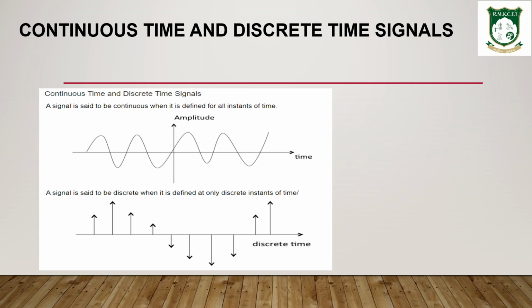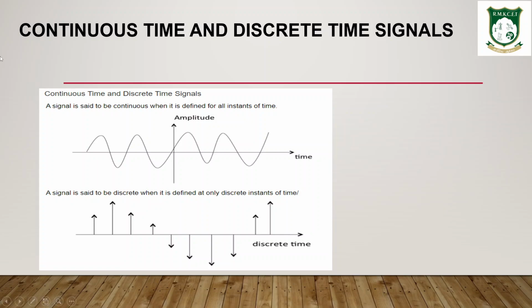So continuous time, what is it first? Continuous time signal and discrete time signal. A continuous time signal is defined for each and every instant of time. Usually for signals, the x-axis is time and the y-axis is amplitude, you know very well. And this amplitude of the signal exists for each and every instant of time.